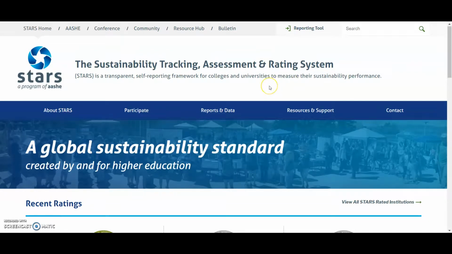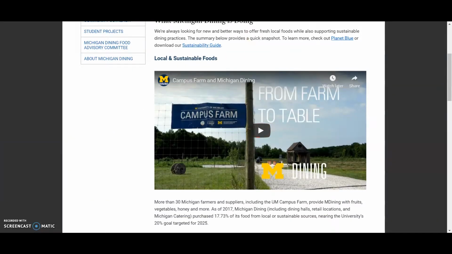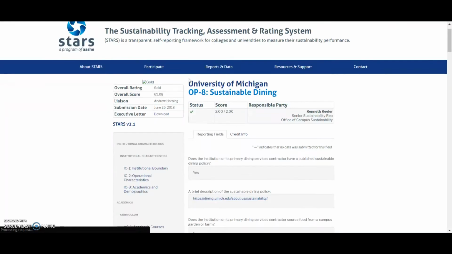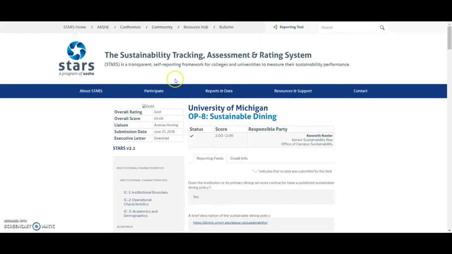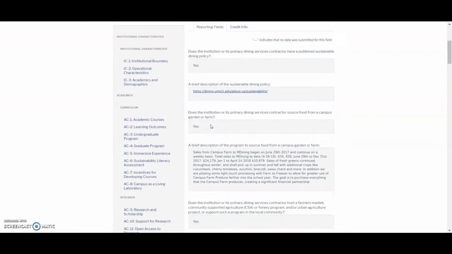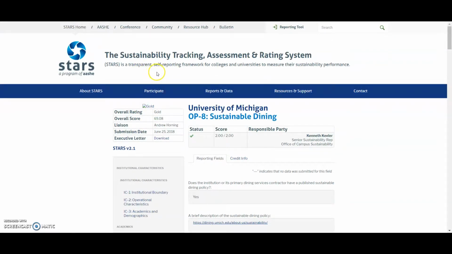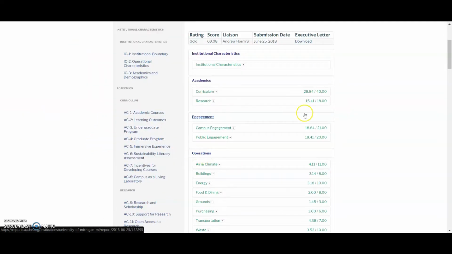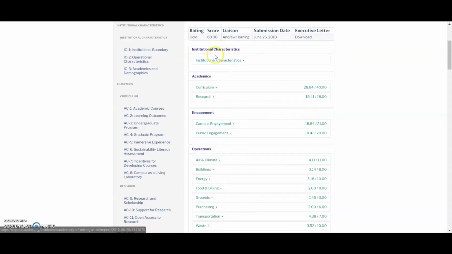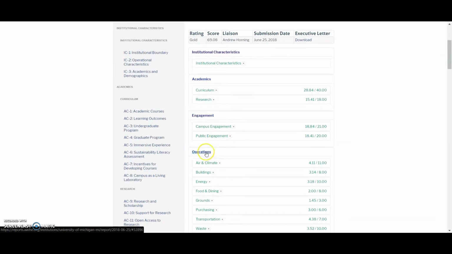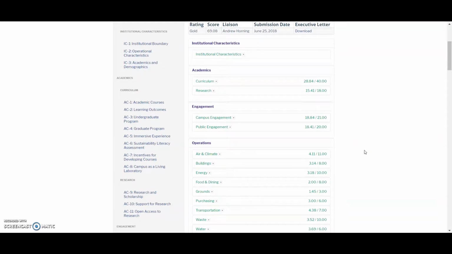Now, as a base report, I selected the University of Michigan's report that was created by this website, STAR. As you can see over here, this is the whole report that was created by the STAR website for the University of Michigan, which is gold rated in sustainability. Alright, the main topics here are institutional characteristics, academics, engagement, operations, and all those are the different main headings that the sustainability program covers.